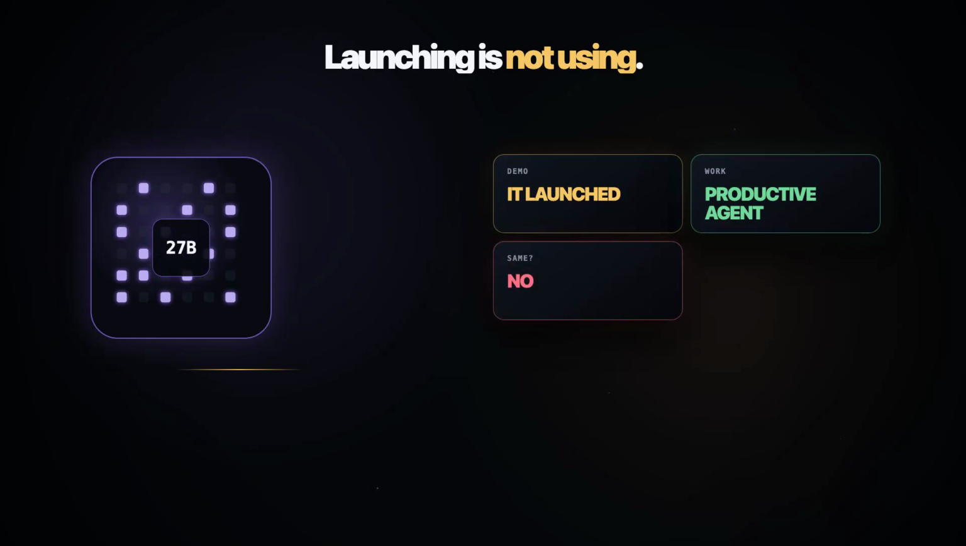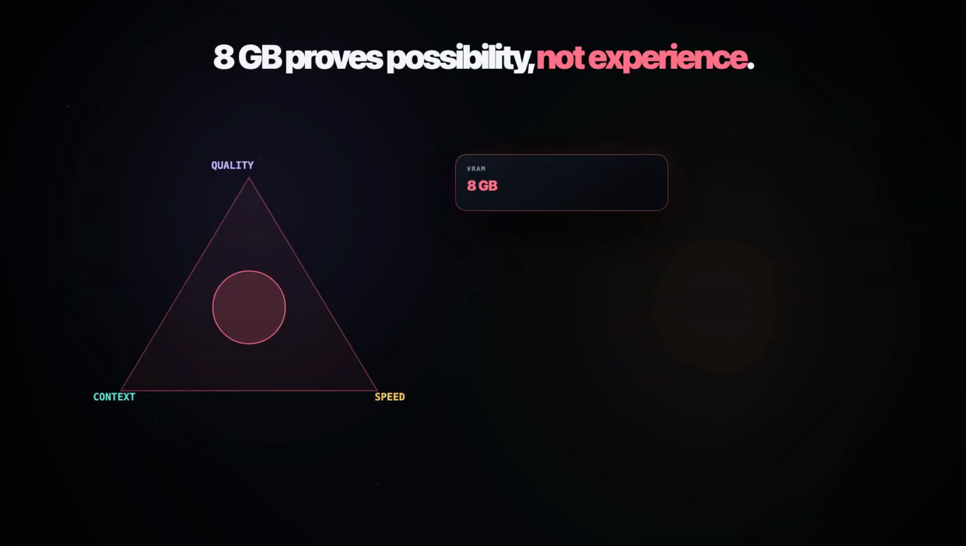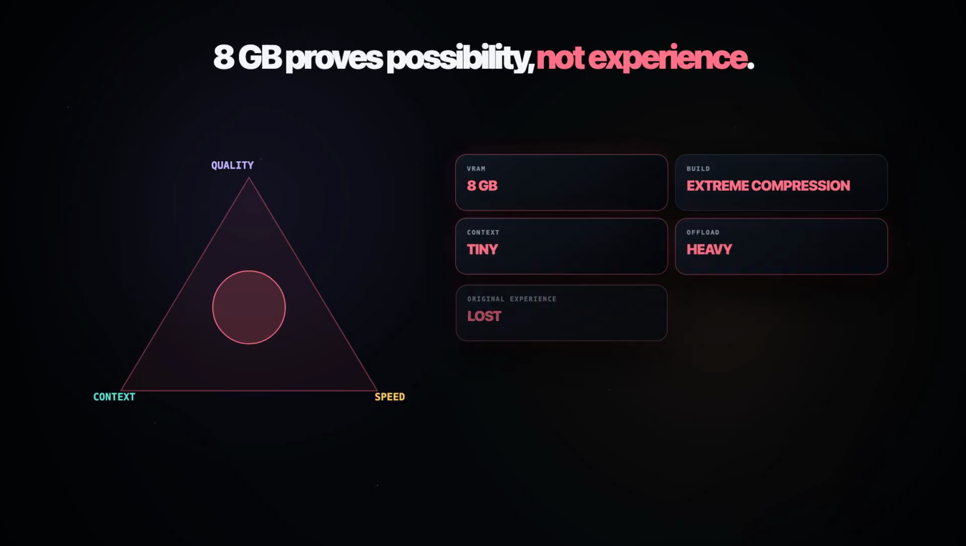Those are not the same achievement, and at 8 gigabytes, this difference becomes even more important. There are extremely compressed builds that can technically get very small. But once you combine aggressive quantization, tiny remaining context space, and memory offloading, you are no longer demonstrating the experience that made this model interesting in the first place.